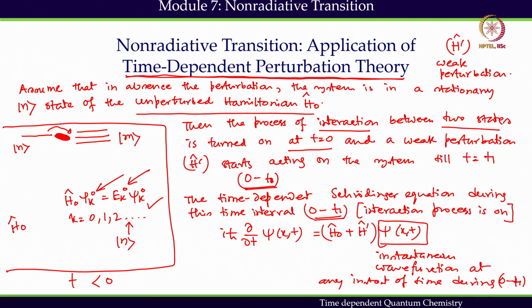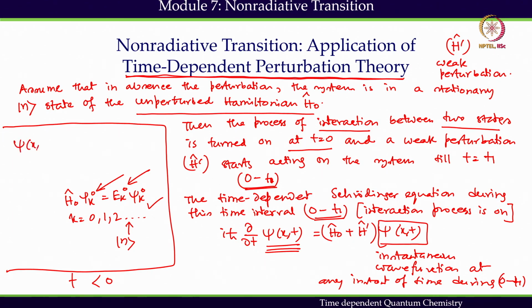So during this time when the interaction process is on, during that time only I need to find out the wave function. And how do I get the wave function? From this time dependent Schrodinger equation. And as we know, this time dependent Schrodinger wave function can be expressed in terms of its available stationary states.